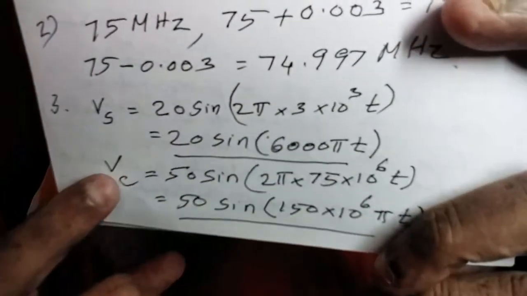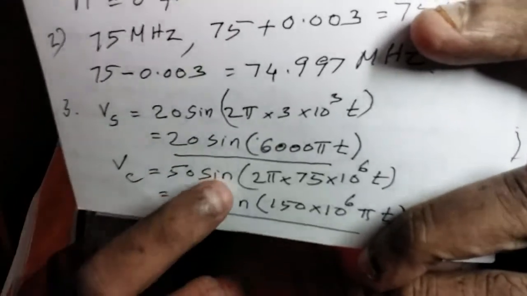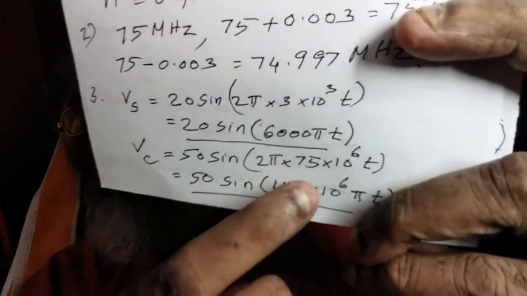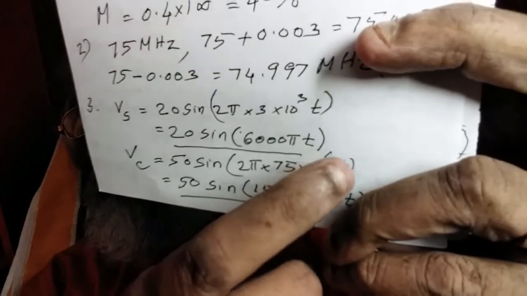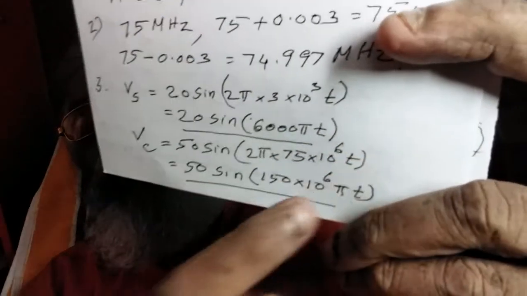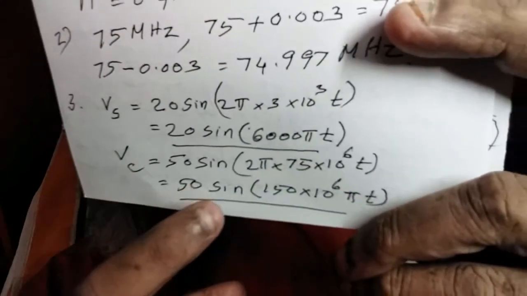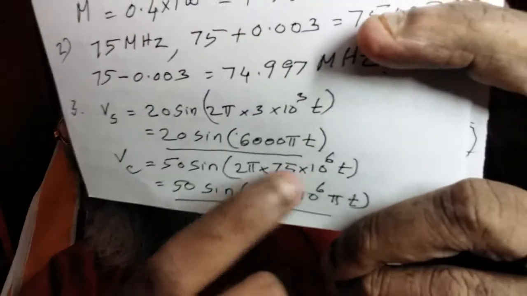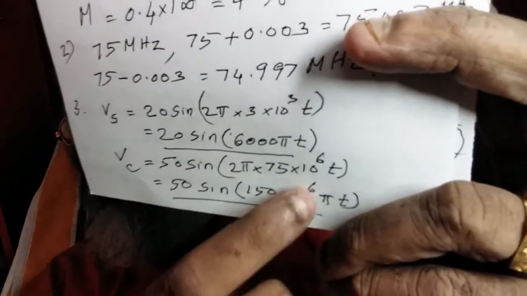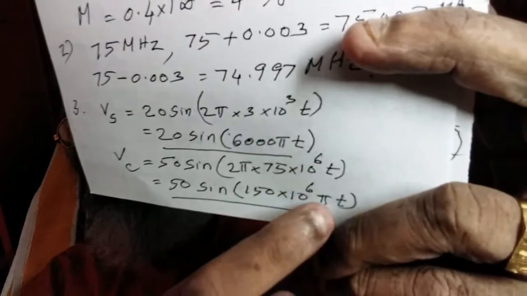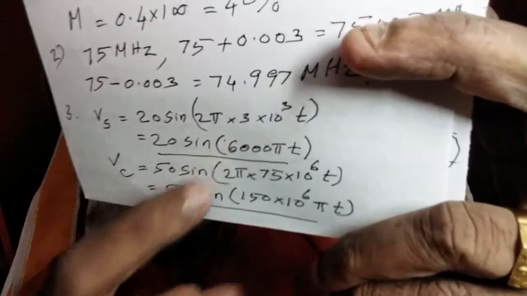Then the equation of the carrier wave is 50 sin 2π into 75 megahertz, that is 75 into 10 raised to 6, t, or vc equals 50 sin 150 into 10 raised to 6 π t. These are the two equations.